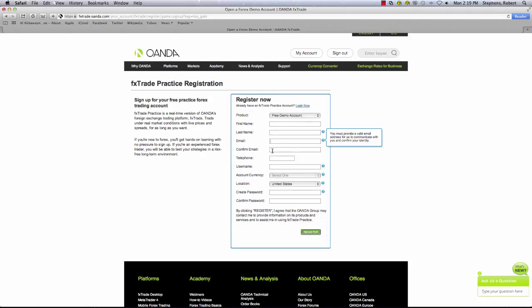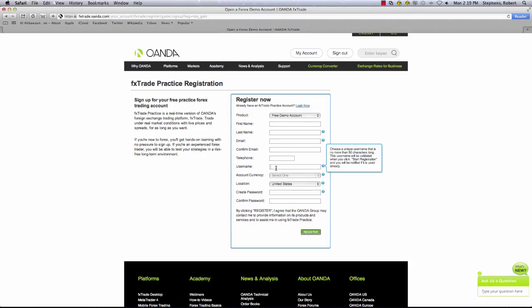If you're really uncomfortable, if you're a privacy person and you don't want them to know who you are, you could open up another email account just for this purpose. But however you want to do it, you will need an active email account. So type in your information there, including your email. They do want a telephone number also, but again, this could be a fake number. It doesn't really matter at this point.